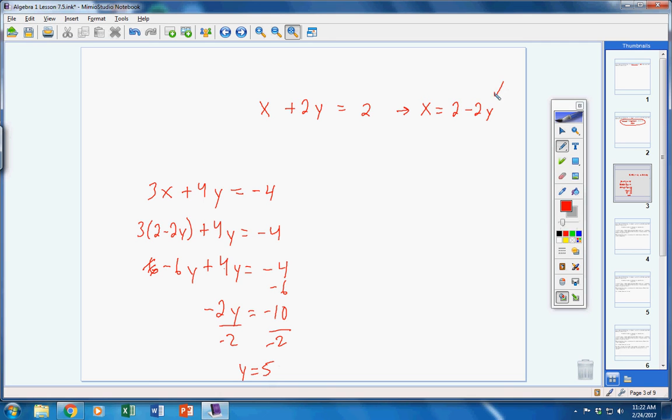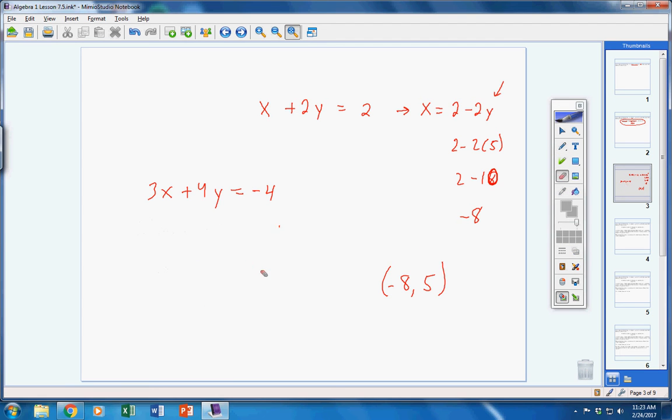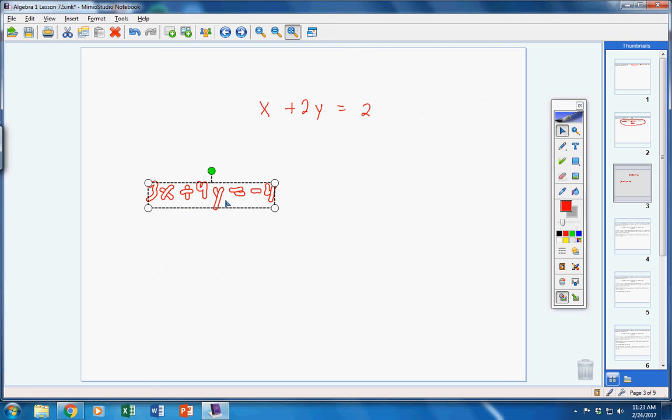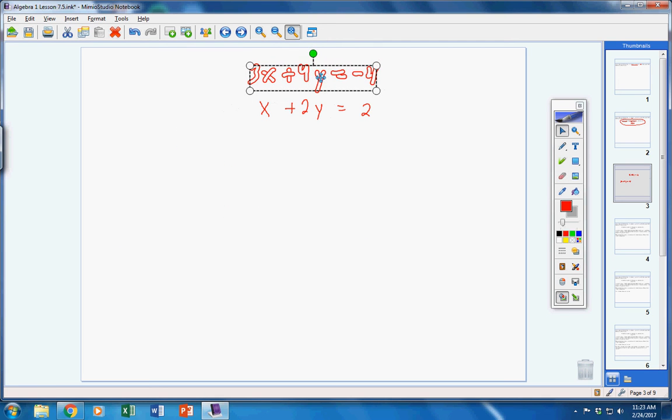Come up here where the y is, put your 5 in for y, and we get 2 minus 10, or negative 10, which would give us a negative 8, the exact same answer we had before. Negative 8, positive 5, okay? And the last method we learned was called the linear combination method, okay? And what we learned there is that it's okay to add these two equations together to get out a third equation that will help you solve the problem.